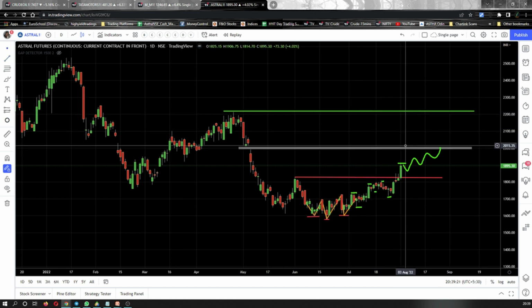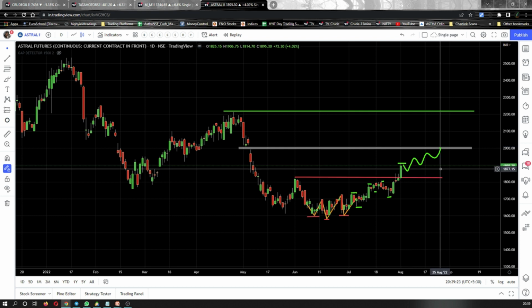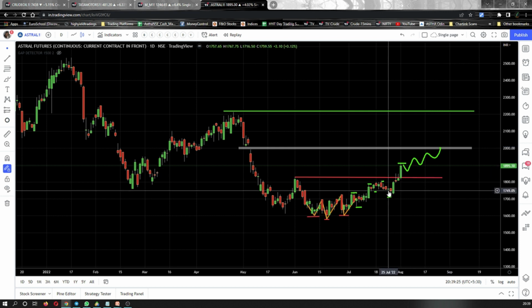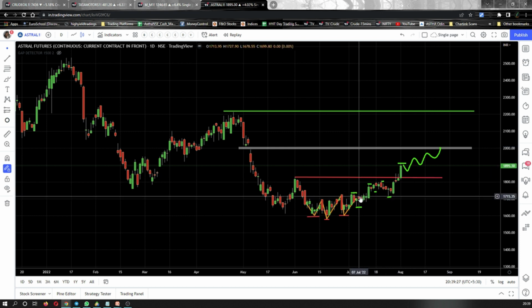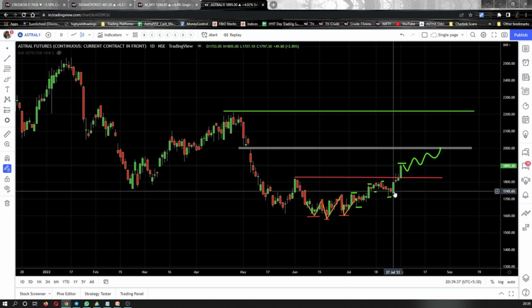So this is how I analyze the stocks, guys. This is how you should also analyze the stocks. See what is happening on the stock, especially what is happening on the left hand side of the chart. That will give you a lot of hints as to what might happen in future. So that is how you analyze the stocks, and this is what I wanted to share with you guys.